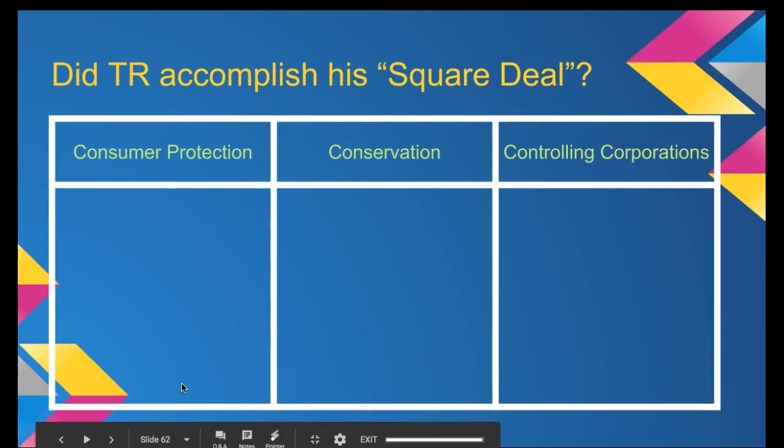So did TR accomplish his square deal? All right, there were 3 C's. You have this chart on your guided notes. I want you to pause and take a few minutes to fill out what TR did to protect consumers, what happened for conservation, and how did he control corporations. Make sure that you circle on your paper yes or no for did TR accomplish his square deal.